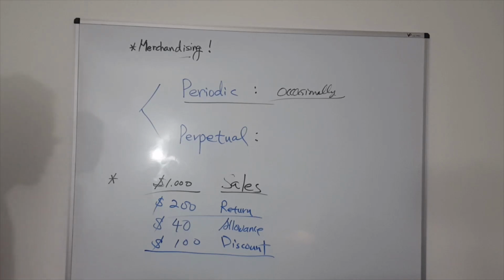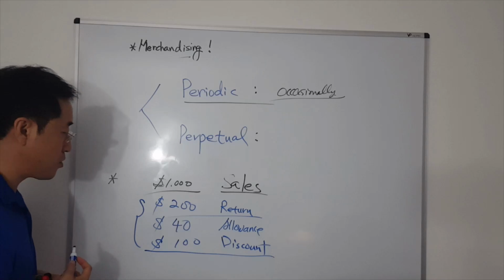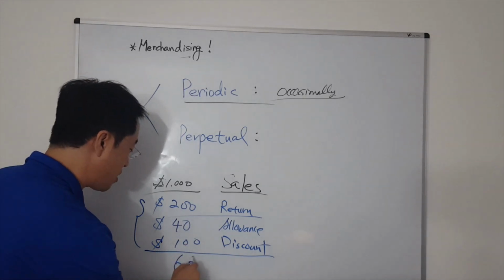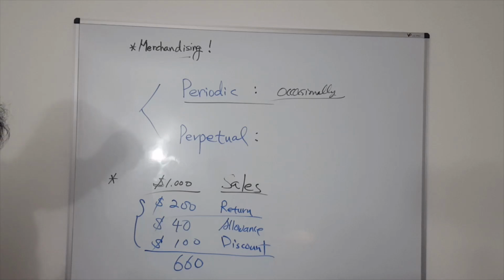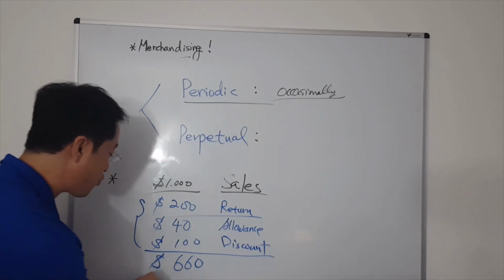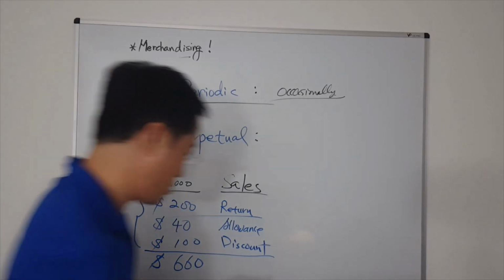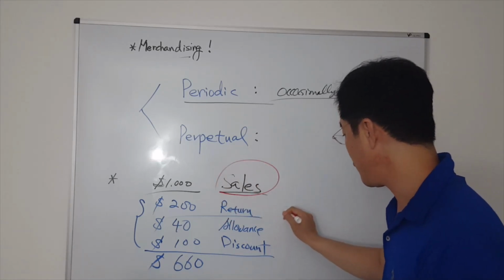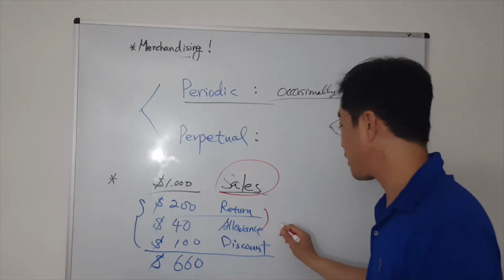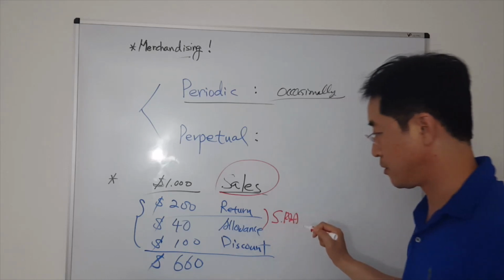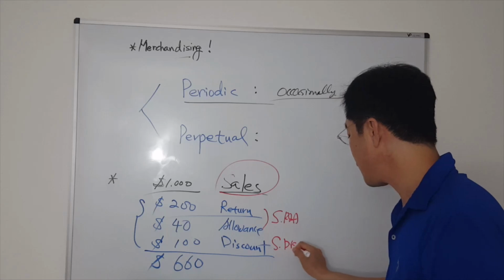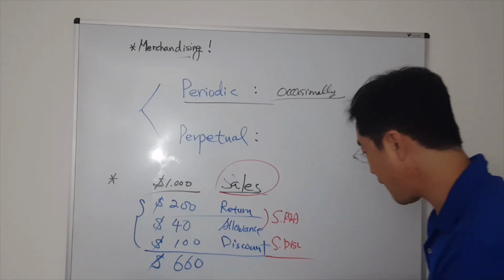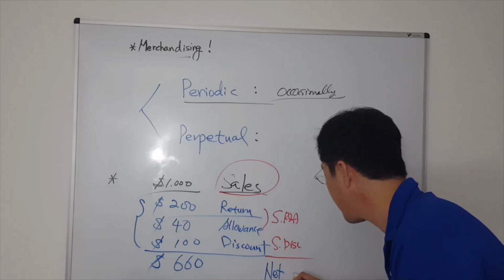Then, how much is my revenue? What's the real amount of my revenue? We have to deduct $340, right? So 660, right? That's the real amount of my revenue. So we use sales as a revenue account, sales return and allowance as one account, and sales discount. So the true value of my revenue, finally, we call net sales.